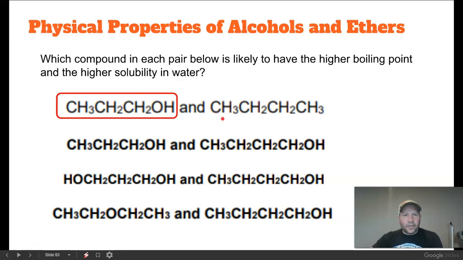All right. Now look at this guy right here. They're both alcohols. Oh boy, both alcohols. So which one is going to have the higher boiling point? The bigger one right there. So the bigger one has the higher boiling point.